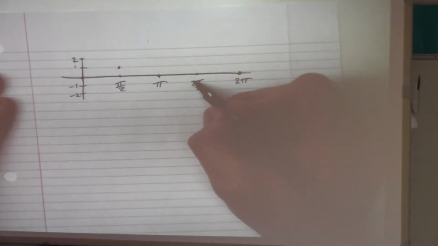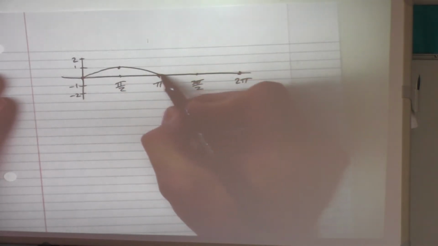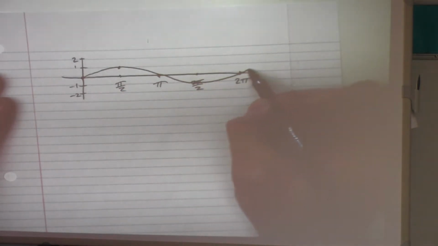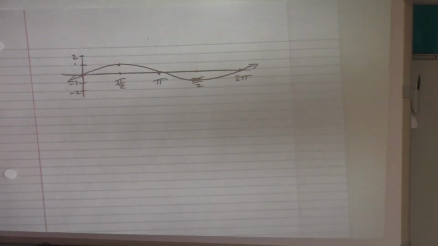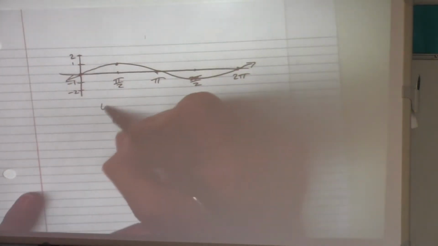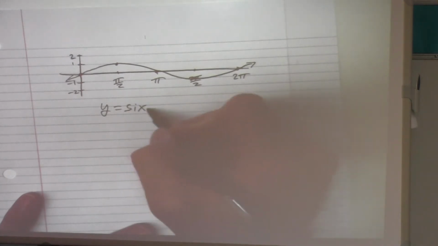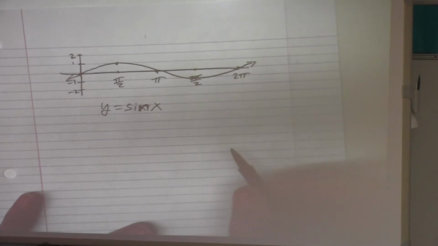The sine curve has points here. Looks like I'm going to go right through the line. So it looks like this. I'll show you how to figure those out in a couple of moments. There's the basic sine curve. That is y equals sine x.